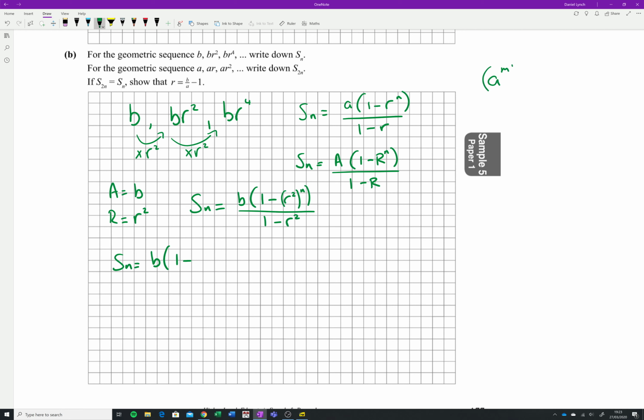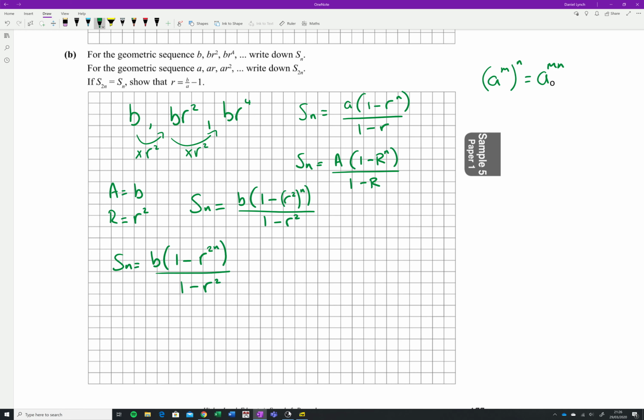So that's going to be r to the 2n, 1 minus r squared. Okay, so we have our answer there. That is for our first one that we have.